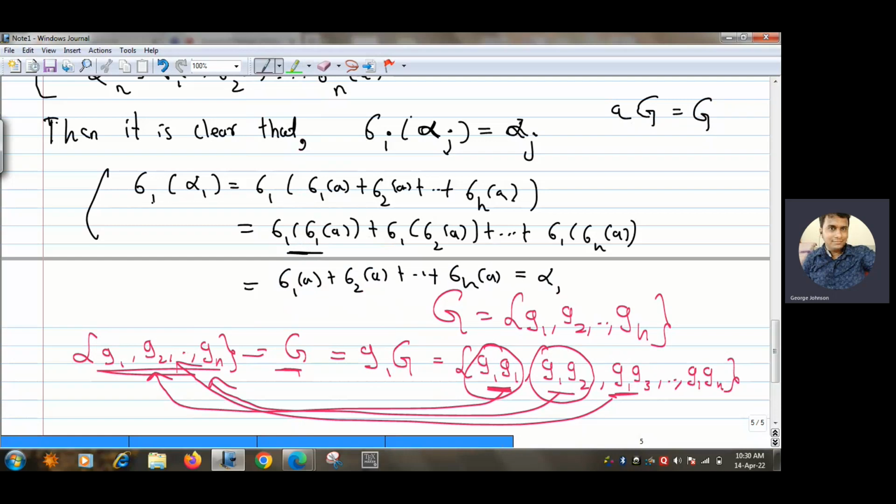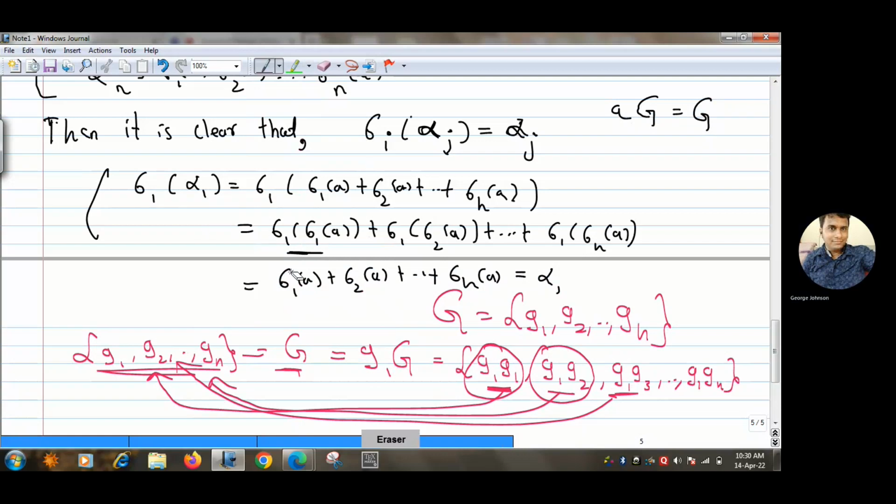So what I have proved is sigma 1 of alpha 1 is alpha 1. Similarly, you can prove that sigma 2 of alpha 1 is also alpha 1. Sigma 3 of alpha 1 is also alpha 1. Similarly, you can prove that sigma 1 of alpha 2 is nothing but alpha 2. Sigma 2 of alpha 2 is again alpha 2. So in short, sigma i of alpha j is the same as alpha j for any i and for any j.